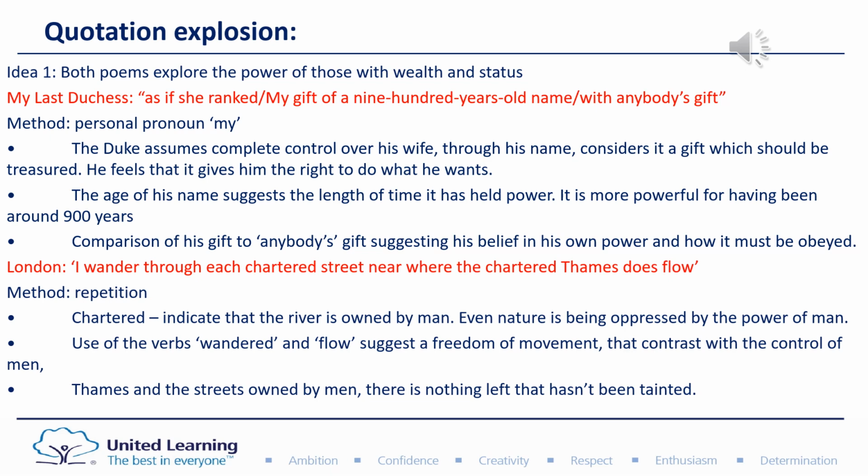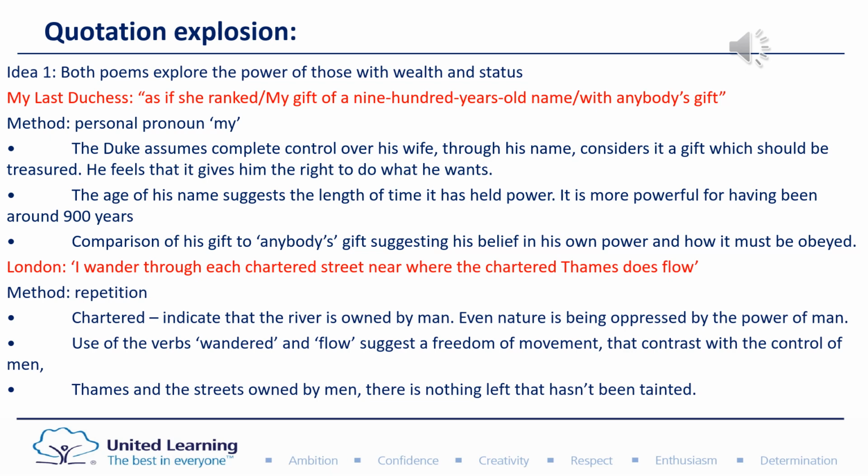Well, in My Last Duchess, "as if she ranked my gift of a nine-hundred-years-old name with anyone's gift." We've got this method of the personal pronoun of "my." The Duke assumes complete control over his wife through his name. He considers his name a gift which should be treasured. He feels that it gives him the right to do what he wants. The age of his name suggests the length of time it's held power. It's more powerful for having been around for 900 years.